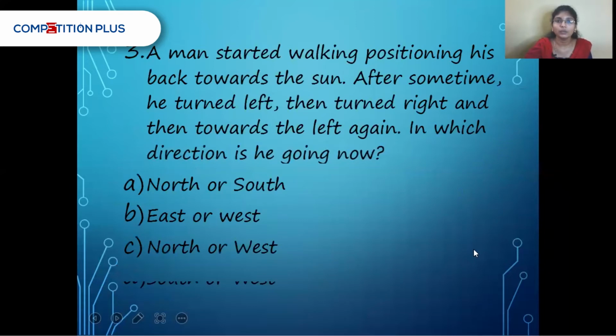A man started walking, positioning his back towards the sun. Very, very interesting question. After some time, he turned left, then turned right, and then turned towards the left again. In which direction is he going now? Good. So this person is moving in the opposite direction to that of the sun. We don't know whether it is the morning or the evening. It's just given in your question that he is facing his back towards the sun. He's moving on the opposite side of the sun. It may be sunset or sunrise also.